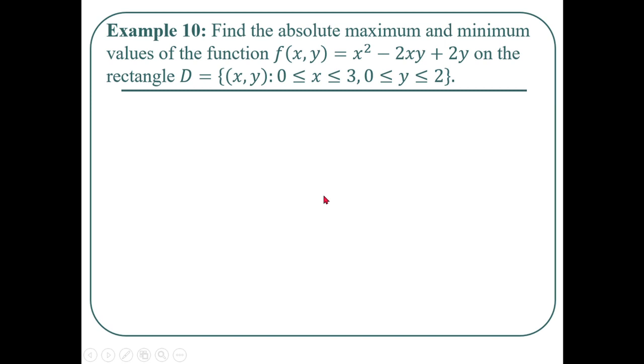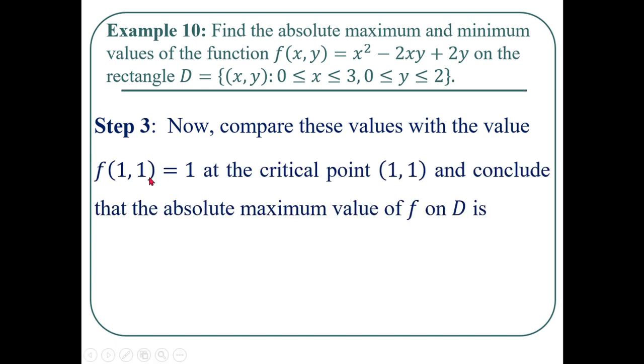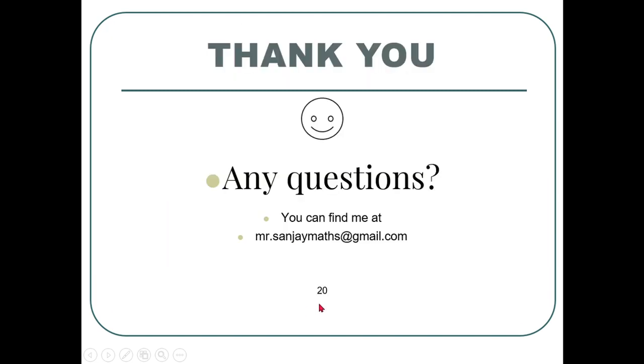Overall, at all the points on the boundaries, we can compare the values. The value of function at critical point is f(1, 1) is equal to 1, while on the boundary points we get the maximum value at (3, 0) is equal to 9, and the minimum values at f(0, 0) is equal to f(2, 2) is equal to 0. So in all, we can say that the absolute maximum value of function is 9 at the point (3, 0), and the absolute minimum value of function is at the points (0, 0) and (2, 2), that is equal to 0.